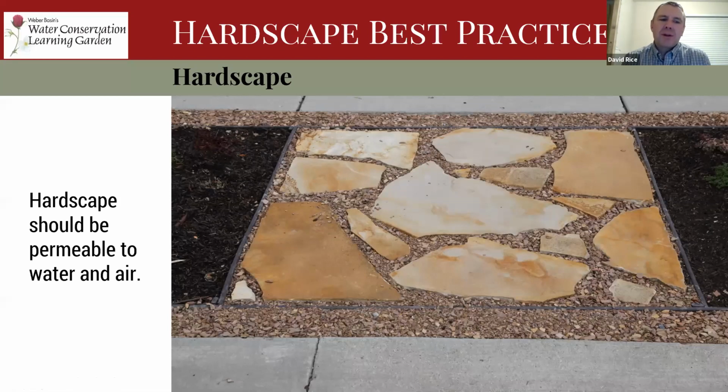Hardscape should be permeable to air and water. So if you do flagstone, that's great. Put something between them. Again, I showed you some pictures earlier about concrete. You could concrete these in, but ideally, if it rains, if there's any extra water, it's going through that area and going down into the soil to help with any plants or roots that you've got growing down in there.